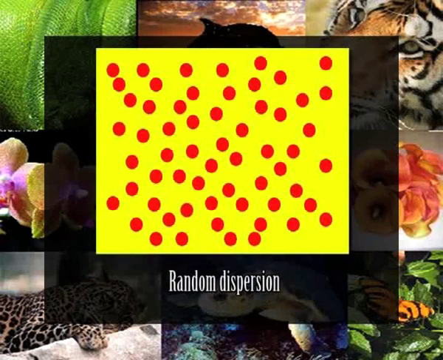Second, the random dispersion. In random dispersion, individuals do not show any systematic pattern of dispersion. That is, position of one individual in a population is unrelated to the position of other individuals. This type of dispersion is also rare in nature.